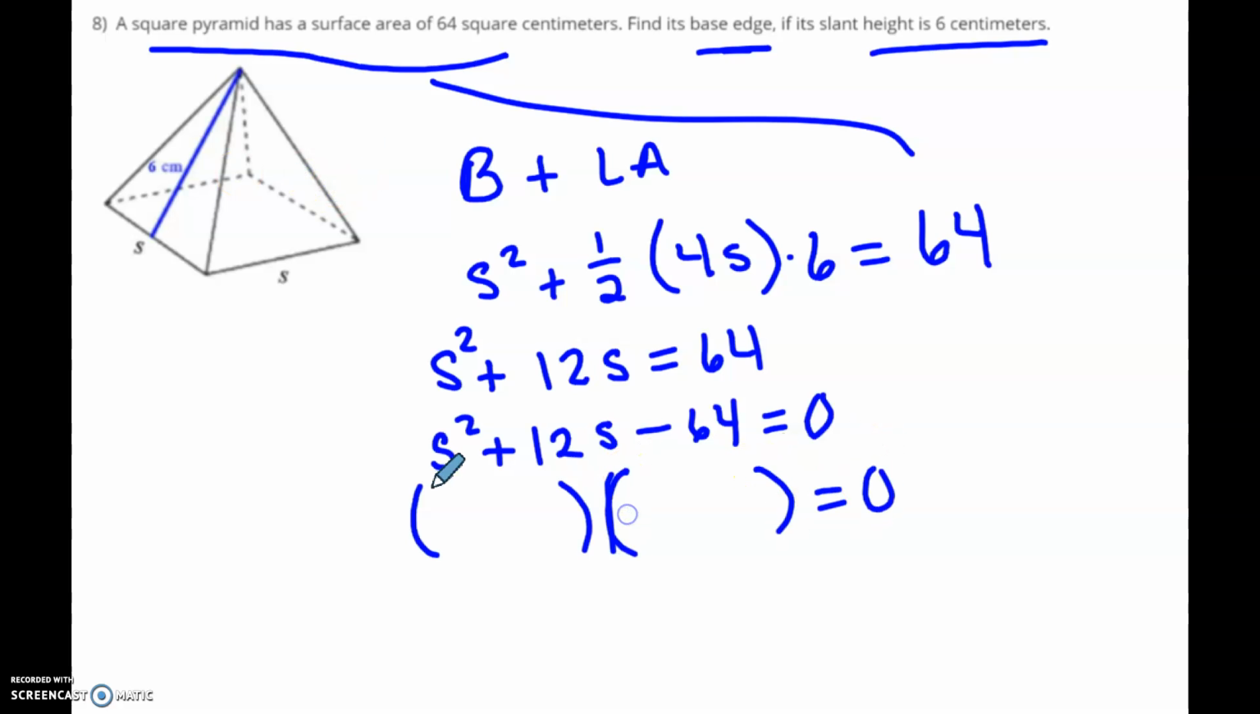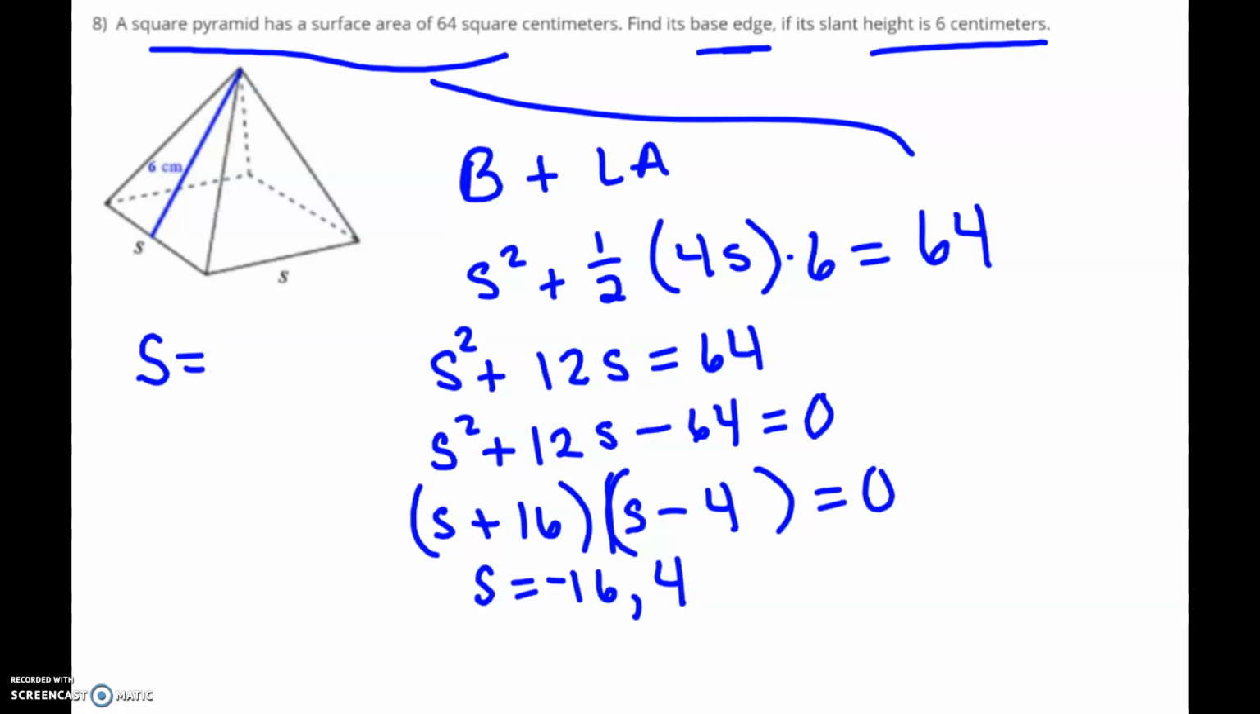First terms obviously are s and s. Last terms need to multiply up to negative 64, so I've got one positive and one negative factor I'm working with. They do need to combine and give me 12s in the middle term, so I'm going to go with 16 and 4, which means the solutions to make this equal 0, s would equal negative 16, and the second solution would be positive 4. Since we're talking about the side of a square, the negative answer doesn't make sense. So our side length is 4 centimeters.